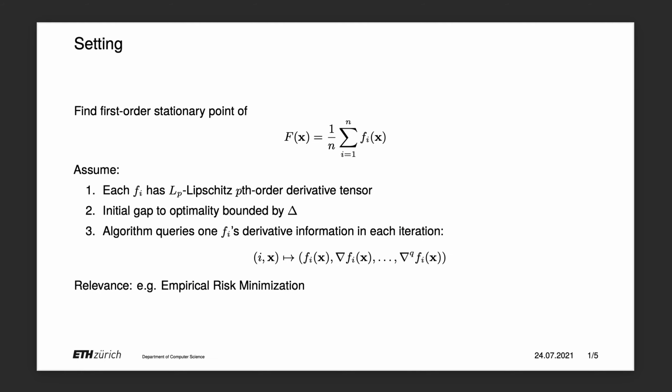We are interested in the difficulty of finding stationary points of functions that are expressed as a sum of n functions. Each of these functions is p-th order smooth, which means that it has Lipschitz p-th order derivative tensor. We further assume an upper bound on the initial gap to optimality. In each iteration, the algorithm can query one point and function pair and gets back any number of derivatives. This is a useful setting as, for instance, it comprises the popular problem of empirical risk minimization.